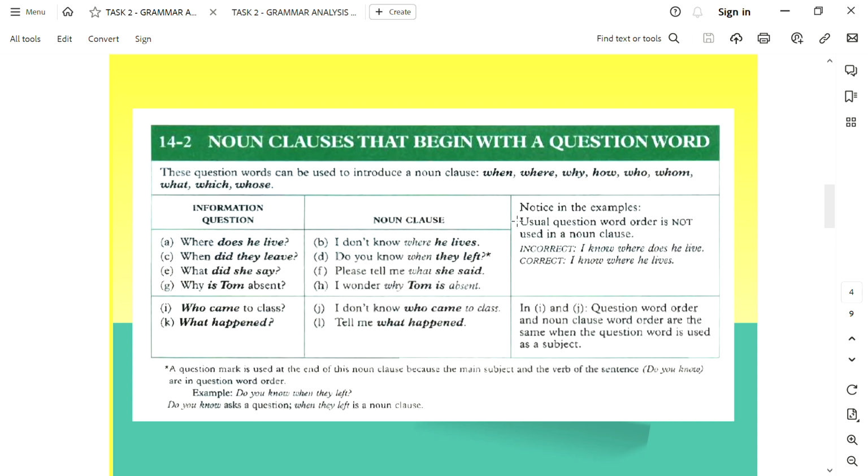And notice here in the example, usual question word order is not used in a noun clause. For example, the incorrect one here, I know where does he live. So this is the wrong structure, because where does he live is the question structure. The correct one is I know where he lives. Right.